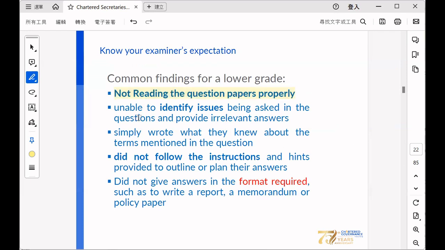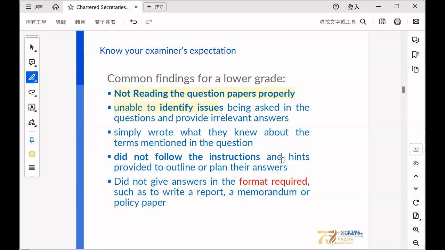Being unable to identify issues. Maybe there's an issue in here, then you do not discuss it. So you're not answering the question. You just write down something from what you have recited. Do not follow hints, do not plan an outline.